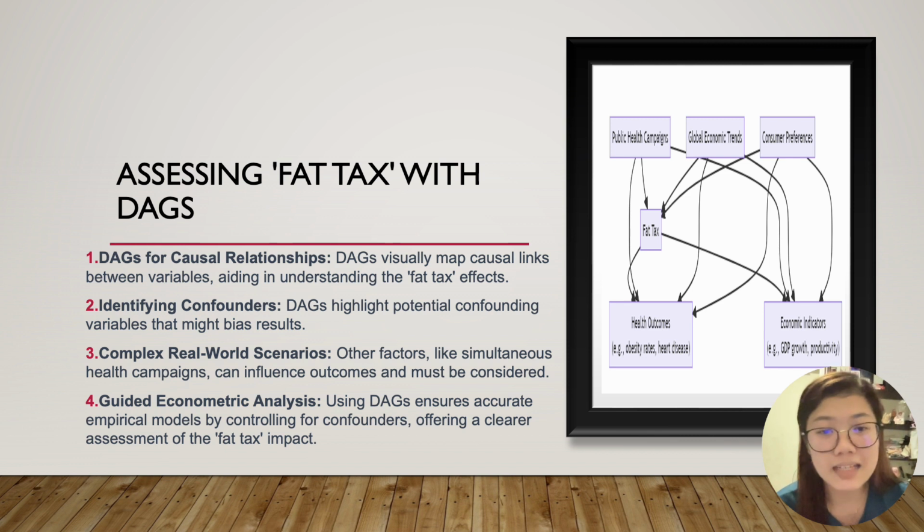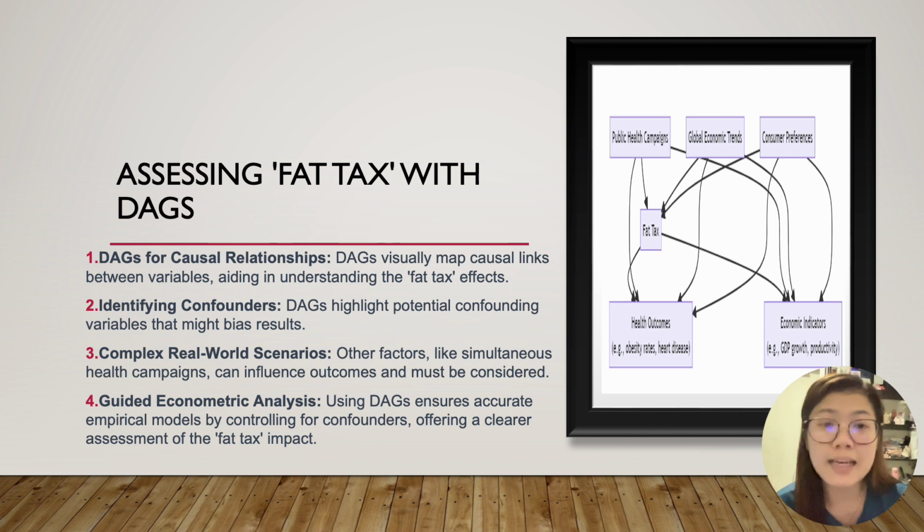By representing the fat tax as the exposure variable and health and economic outcomes as the outcome variable, the DAG can highlight the direct path of influence. However, real-world scenarios are complex, and other factors might affect both the implementation of the tax and the outcomes. These confounding variables, represented as additional nodes in the DAG, can introduce bias if not accounted for. For example, a simultaneous public health campaign promoting healthy eating might influence health outcomes, making it appear as though the fat tax has a stronger effect than it truly does.